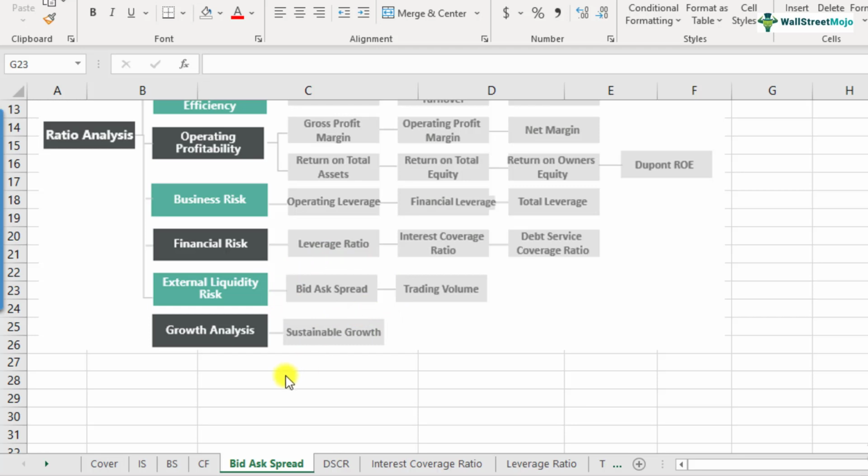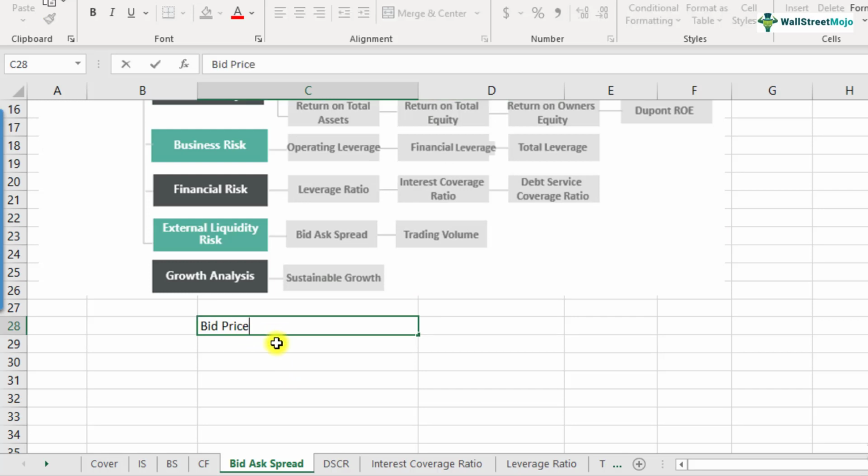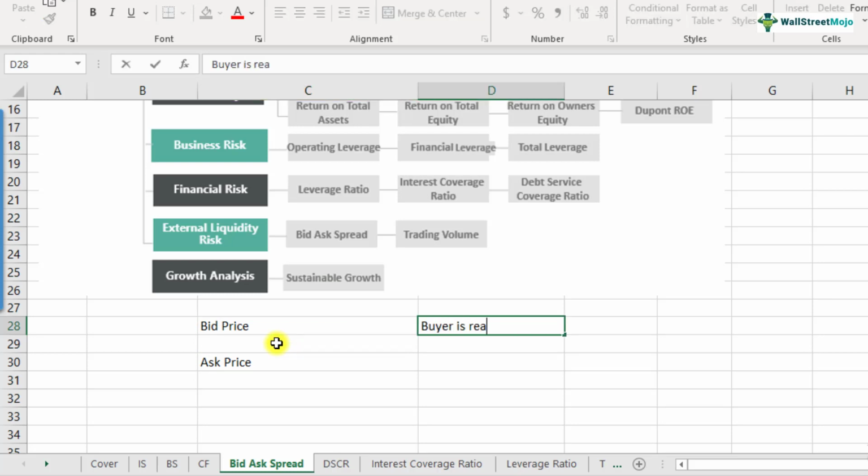Now, coming to what exactly it means, the first step is to understand what the bid price is and what the ask price is. Bid price is the price which the buyer is ready to pay. And ask price is the price that the seller is ready to sell at. So in the context of stock markets, the price at which the buyer is ready to buy the stock is called the bid price, and the ask price is the price at which the seller is ready to sell.